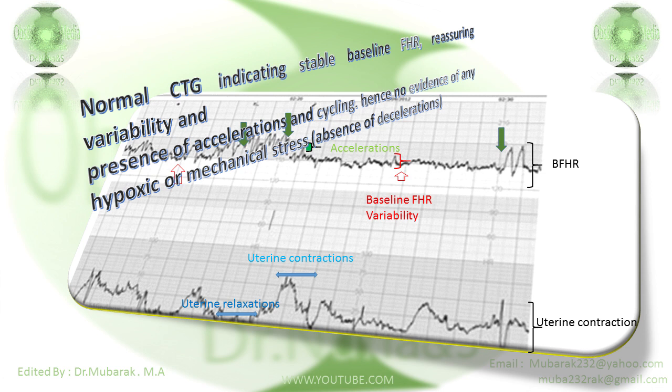Therefore, the presence of acceleration suggests the integrity of the somatic nervous system, and a healthy fetus not only has sufficient reserve to supply central organs, but also has sufficient glucose and oxygen to expend on non-essential somatic activity. Hence, the presence of acceleration is a hallmark of a healthy, non-hypoxic fetus.